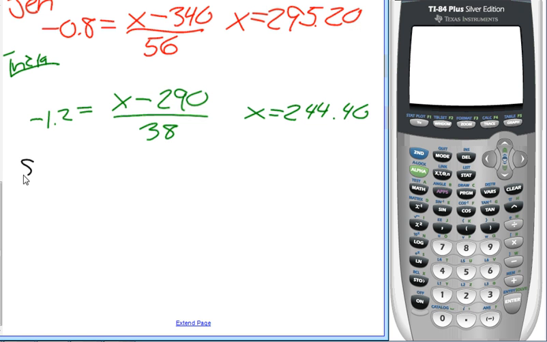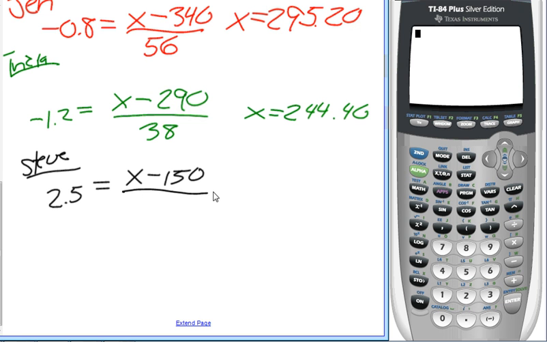So here's how much Steve made. Steve, his z-score was 2.5. I don't know how much he made. The mean was 150, and the standard deviation was 48. When I solve this one for x, I get that Steve raised 270.